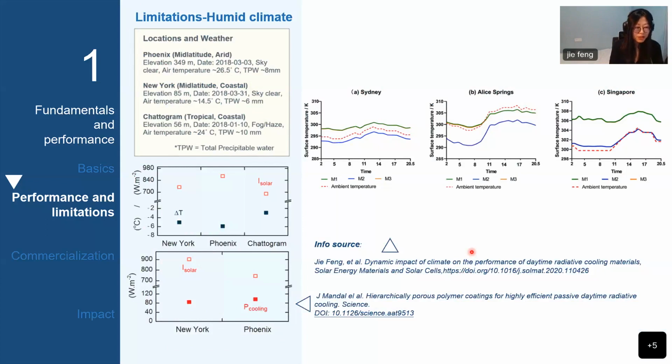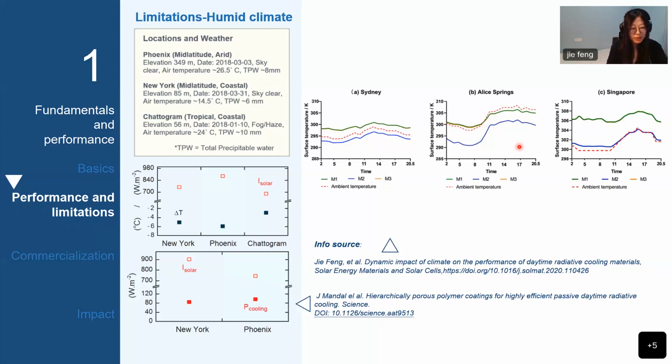In other words, we need to be objective about the cooling performance reported from various samples from numerous papers. And here is some evidence informing you that the performance of cool materials has certain limitations. For example, when the same material was tested in 3 different American cities under different sky conditions, precipitable water levels, as well as air temperature, we see different subambient temperatures and cooling power. Similarly, in one of our previous studies, we simulated 3 different coolers in 3 different cities, including Sydney, Alice Springs, and Singapore, for a typical summer month.